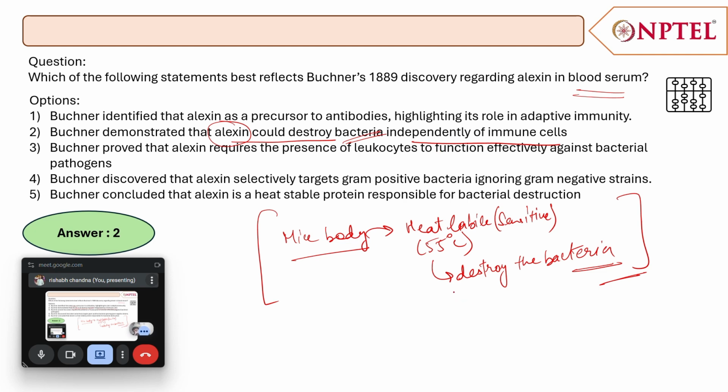And later this was given the term complement. So later it moved to the complement system, which can directly act on the bacteria irrespective of any of the immune cells present in the body. So this was Buchner's major statement. If you have any doubt, you can ask.